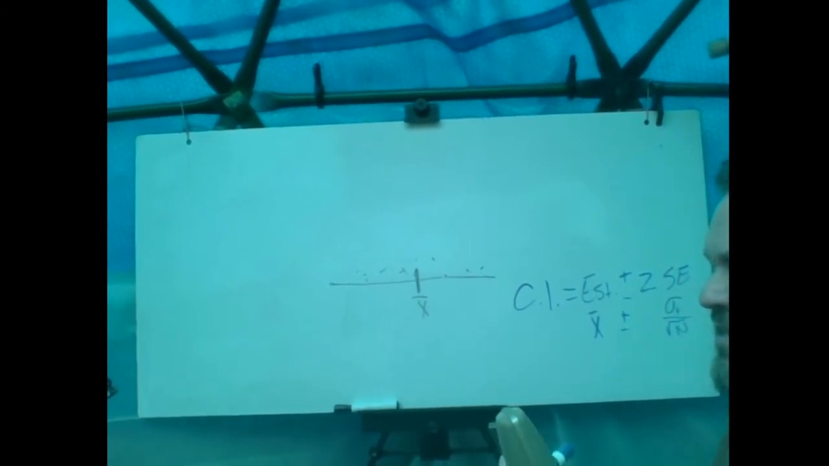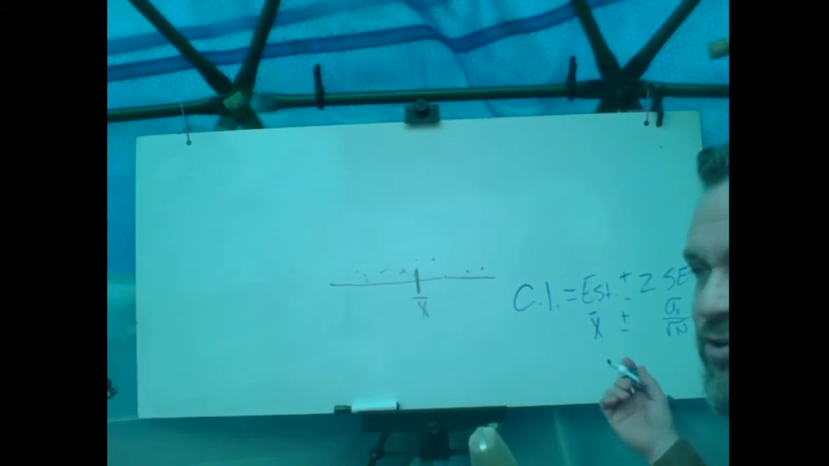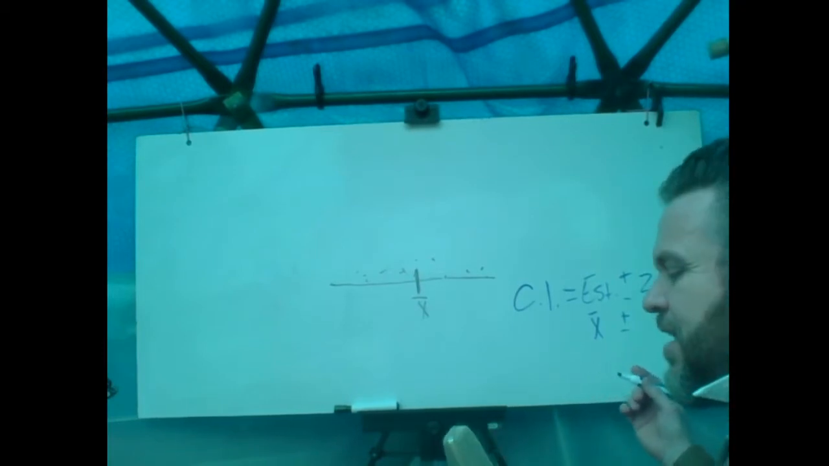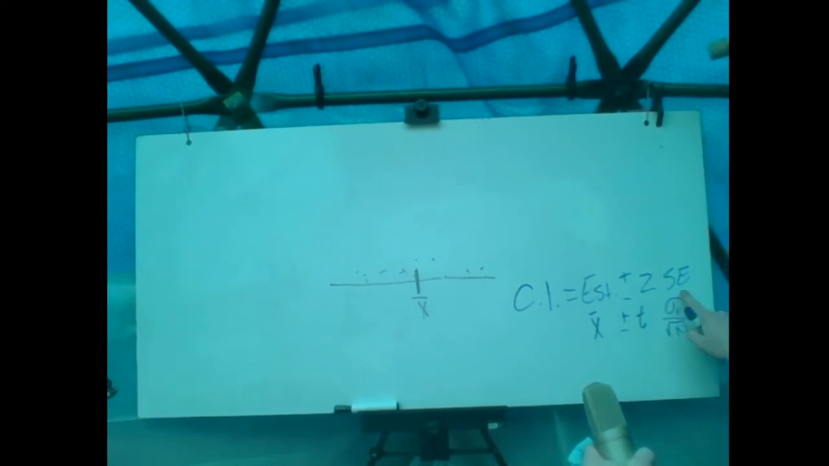So for a t, you'll look it up in a table. It might be like 2.03 or 2.19 or something like that. Anyway, it's the same idea, same kind of thing, t, and then we don't know the population standard deviation, but we know the sample standard deviation. There we go. That's it.